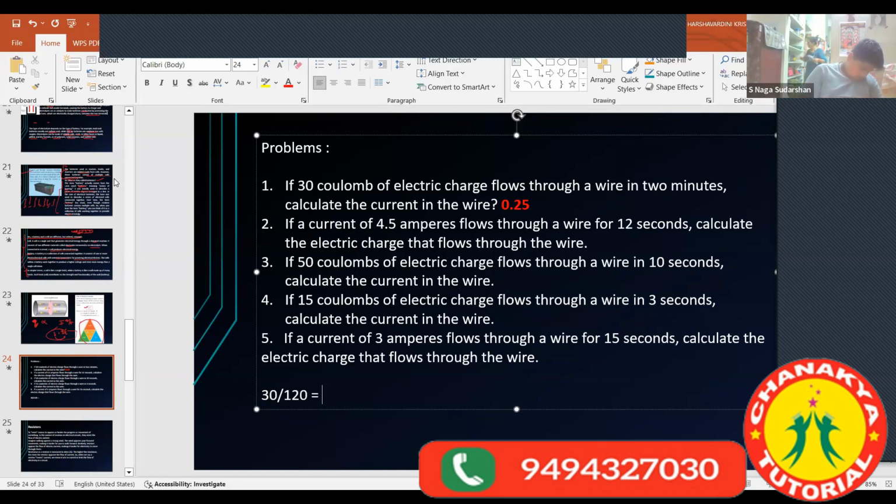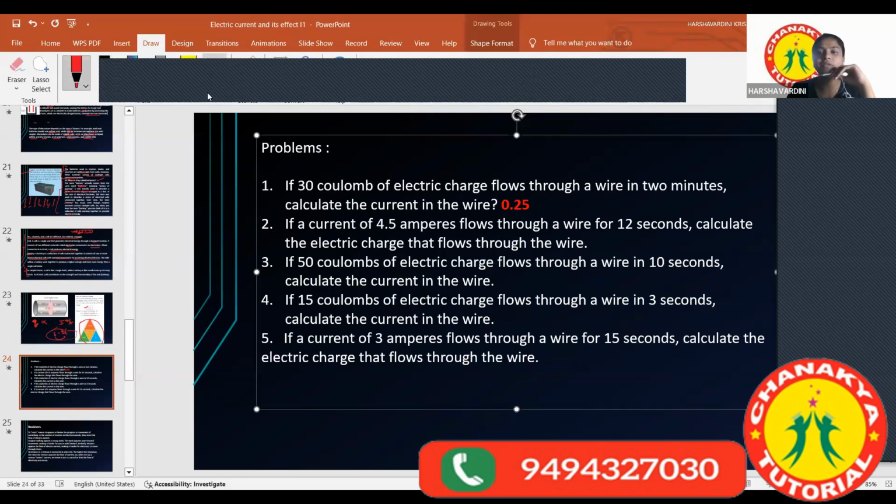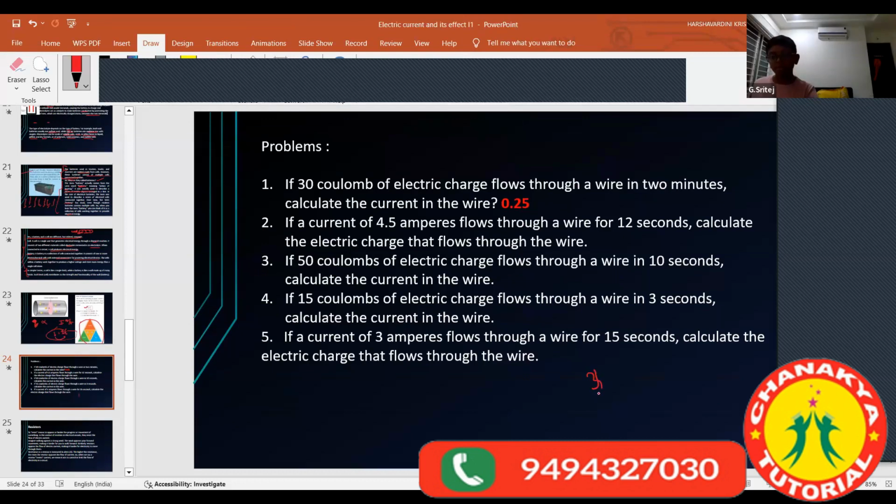30 divided by 120. See, I'll write here if you want. Children, I thought of giving some more tough problems, some higher order thinking questions. Ma'am, I think the answer won't be 54 for the second one? I didn't calculate, children. Wait, I'll come. First, we'll solve Aishwarya's doubt.